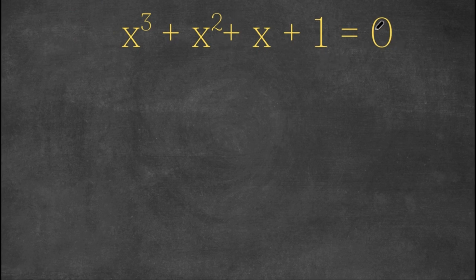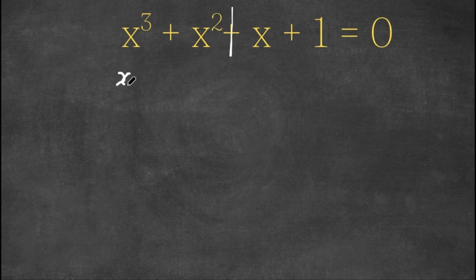So now what we're first going to do is focus on our left side here, and simplify this a little bit. We're going to divide this into two parts: x to the power of 3 plus x squared, and x plus 1 on our right side. For x to the power of 3 plus x squared, we're going to factor out our greatest common factor, which in this case is x squared.